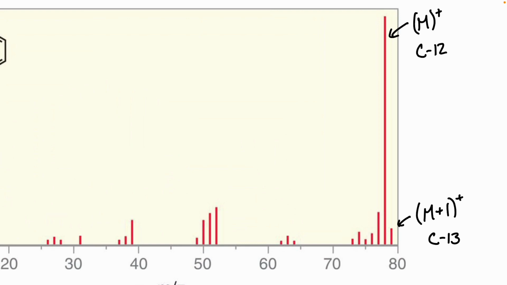Now, this is actually super powerful. We can use both of these peaks to get some pretty cool information here. It turns out that the size of that carbon-13 peak, the size of that M+1 peak, will increase depending on the number of carbons a molecule has. The more carbon atoms a molecule has, the better chance that one of them is a carbon-13. So we can use the height of these two peaks to predict the number of carbon atoms in our molecule.